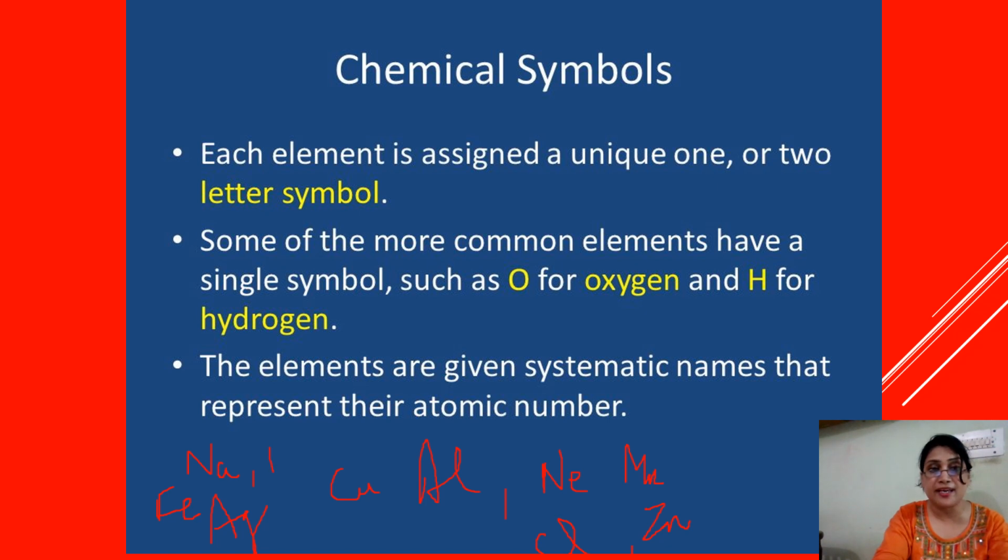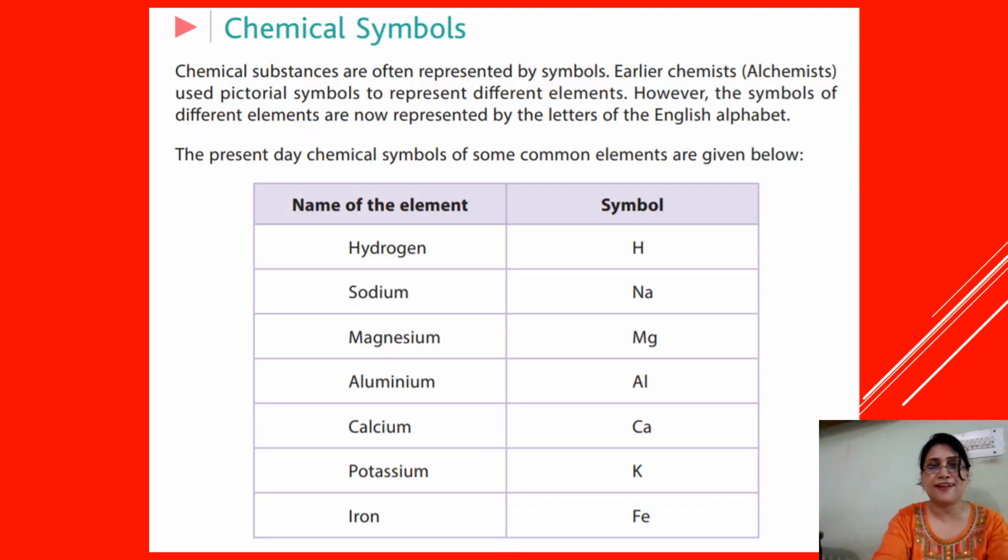Potassium, K. Now see here, K, potassium, kalium. So these are the different symbols that are given to the different elements in the periodic table. Let's move to the next slide. Let's see what's there. And this is exactly what you have seen many a times in your book.